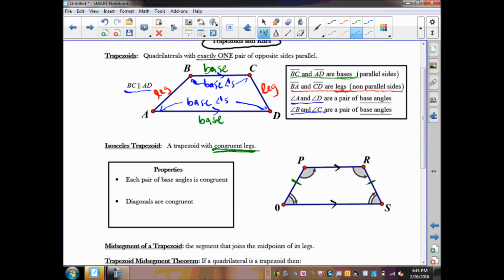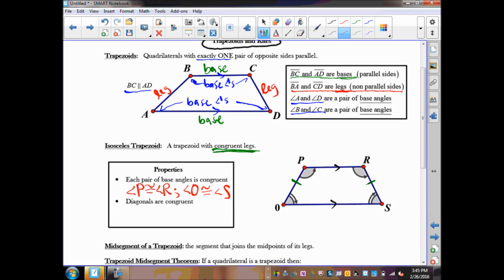Alright, now isosceles trapezoids do have a couple of very particular properties. One is that each pair of base angles is congruent. So remember, our base angles are P and R, so that means that angle P is congruent to angle R. Our other set of base angles is O and S. So angle O is congruent to angle S. These are not congruent to each other, but we have two sets of congruent angles, the base angles.